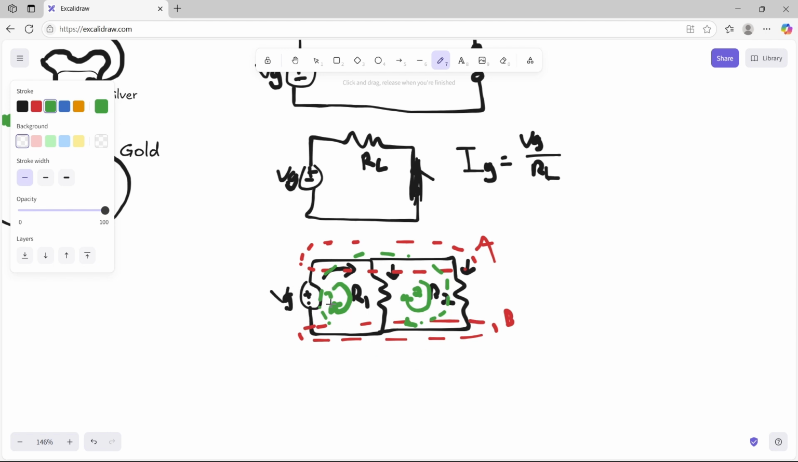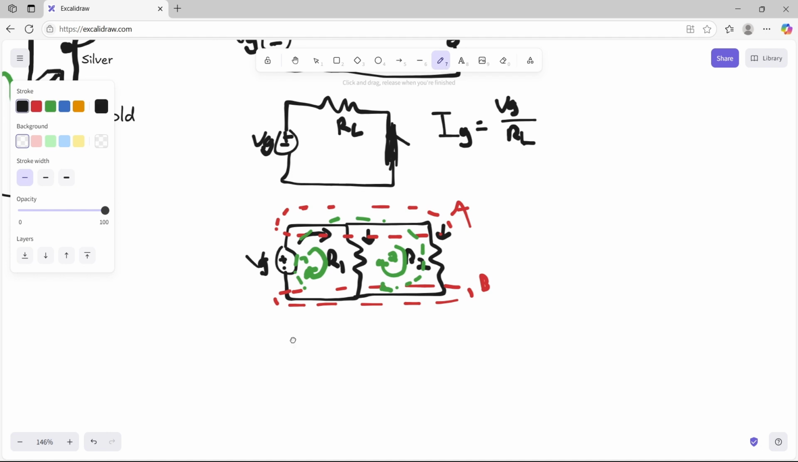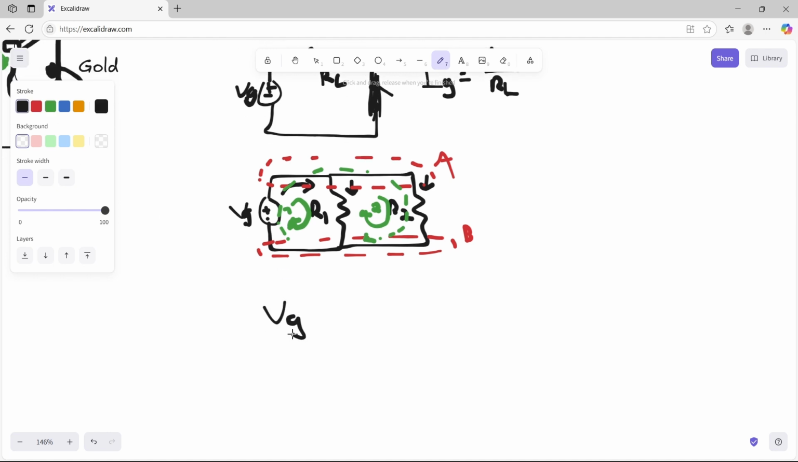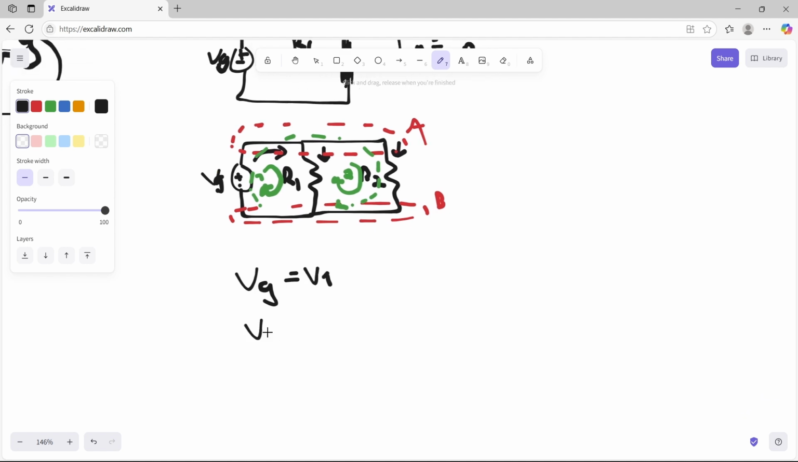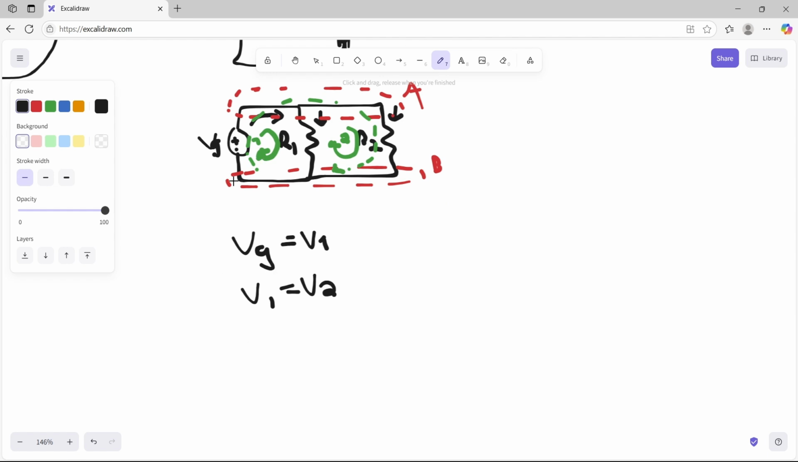So loop 1 is VG R1, which we can draw really quick. So VG is going to equal V1 across R1. And then this loop 2 is going to be that V1 equals V2. This is all using Kirchhoff's voltage law, of course. And then loop 3 is that VG equals V2.